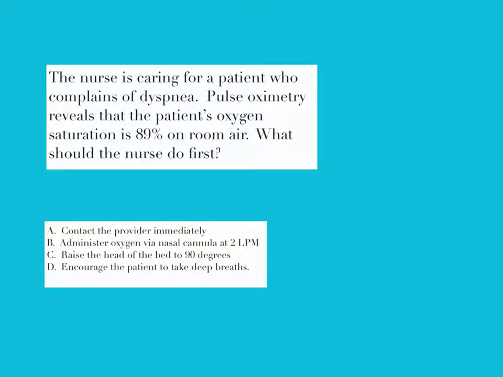Okay, so the scenario and question itself, which are here at the top, are known as the stem. Most nursing test items will make the stem consist of two parts. There's a scenario, and then there's the actual question. So you need to read every word of this very carefully. The scenario: the nurse is caring for a patient who complains of dyspnea. The pulse ox reveals that the patient's oxygen is 89% on room air. That's your scenario. You need to understand what's going on in that scenario to answer the actual question, which is what should the nurse do first?